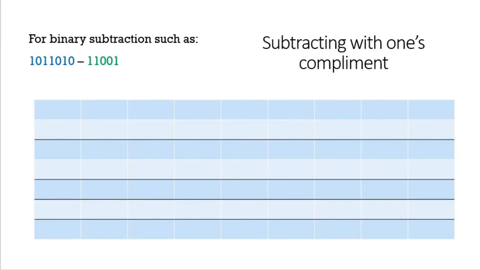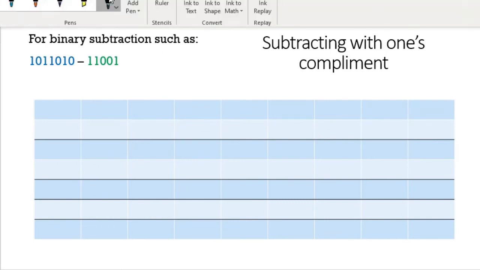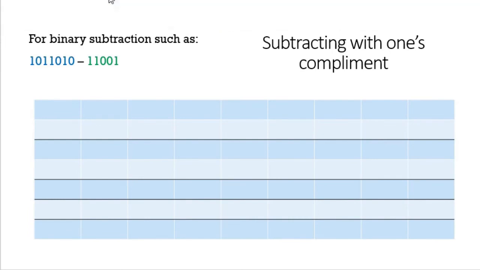Okay, so our first step is to make sure that both numbers have the same number of digits. Here we have 1, 2, 3, 4, 5, 6, 7 digits in the first number, which means, because we only have 5 digits in the second number, that we'll want to add 2 zeros to the front. 0, 0, 1, 1, 0, 0, 1.